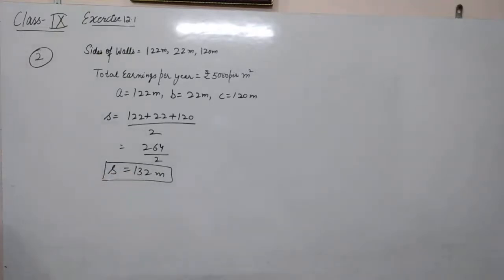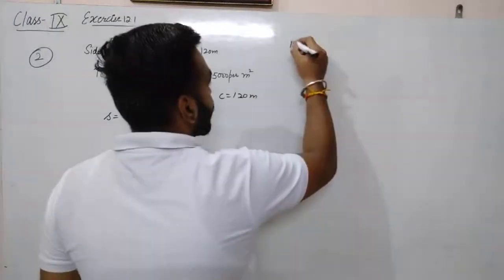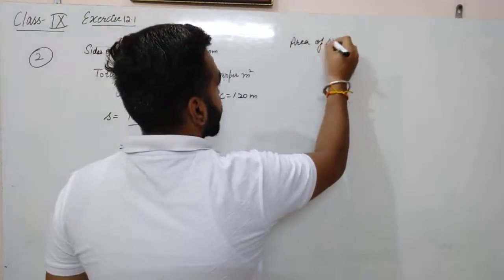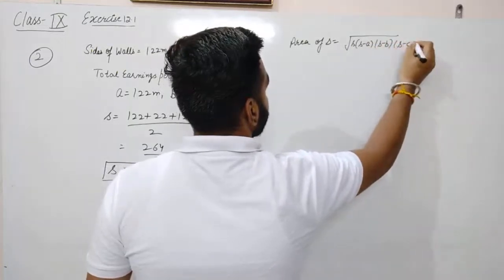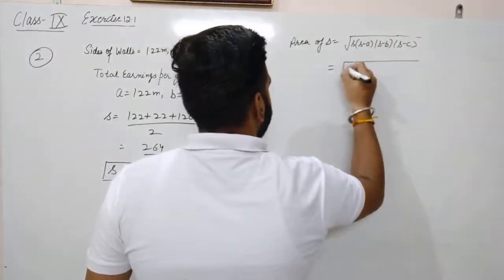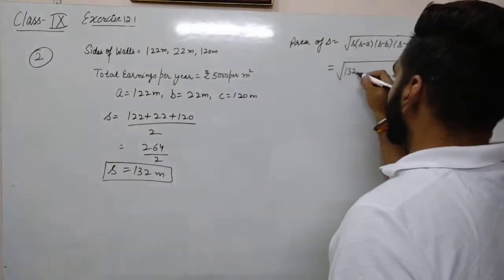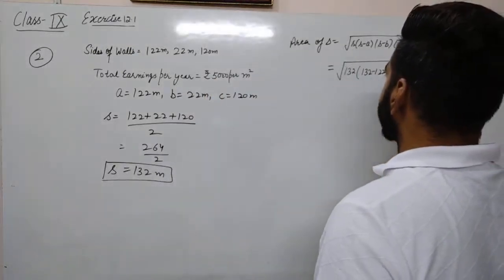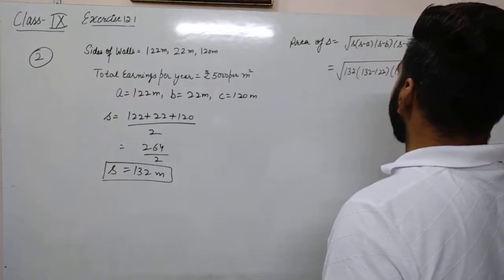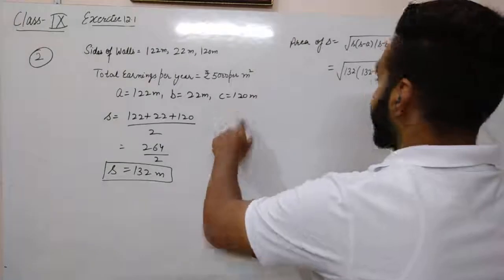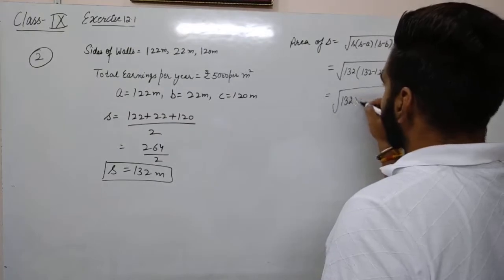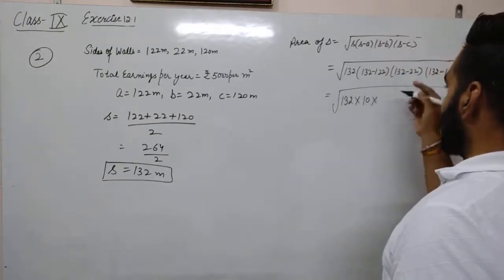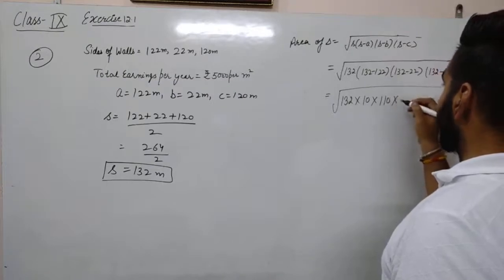Now we will calculate the area using Heron's formula. So area of triangle is equal to root of S into S minus A, S minus B, S minus C. So what is S here? 132. 132 minus 122, 132 minus 22, and last 132 minus C, that is 120. So this will be equal to 132. This is 10 here, this is 110, and this is 12.